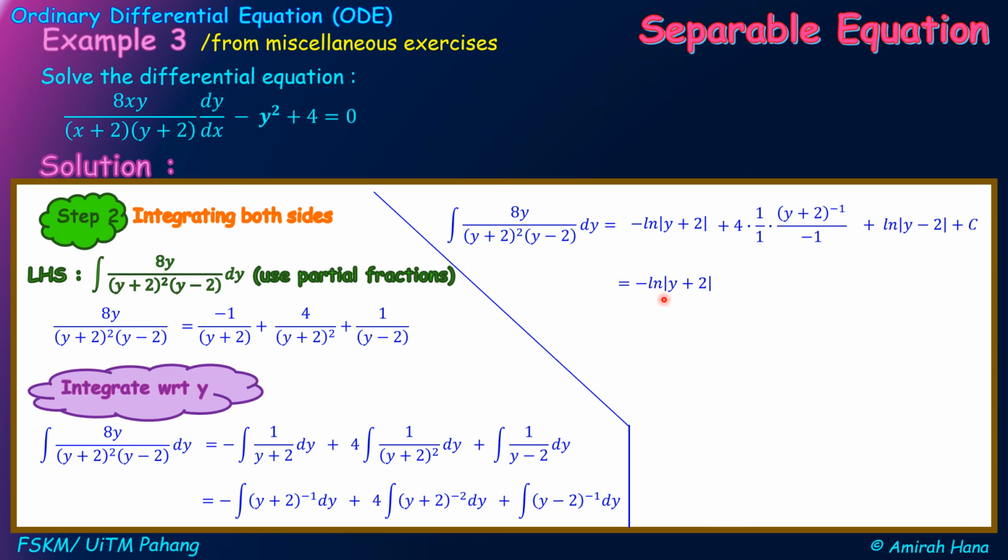So we have negative ln y plus 2, and then 4 over negative 1. So we have negative 4, and then we can move down the power of negative 1. We move it to the denominator, so we have y plus 2 to the power of 1. No need to write the power of 1. Okay, and then plus ln y minus 2, and then plus c.